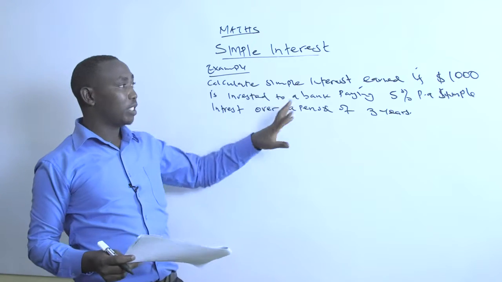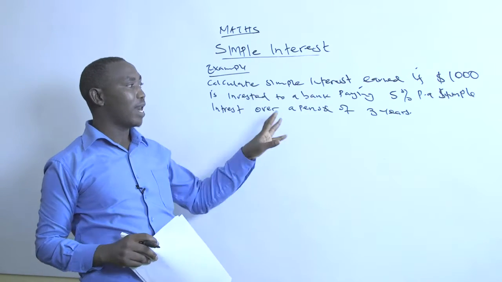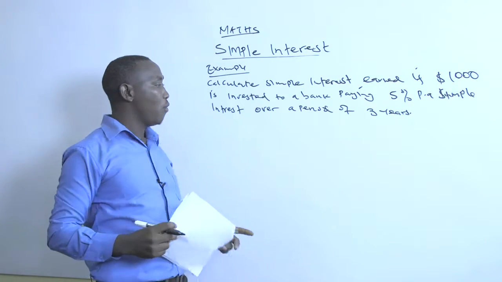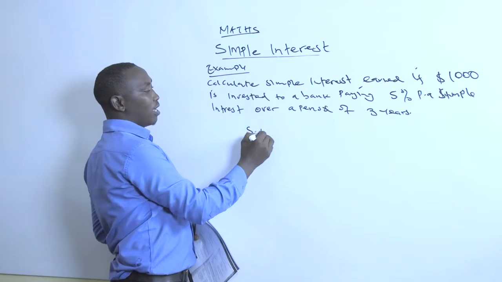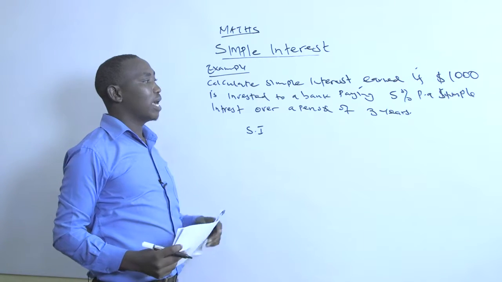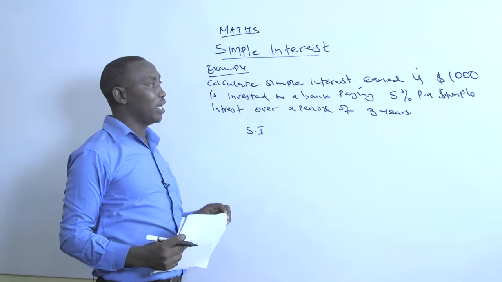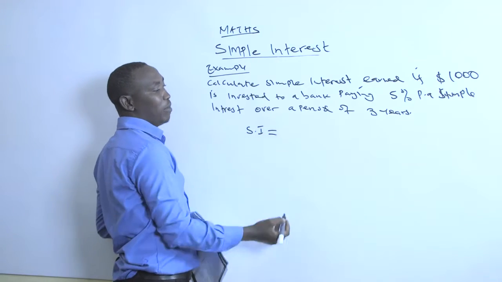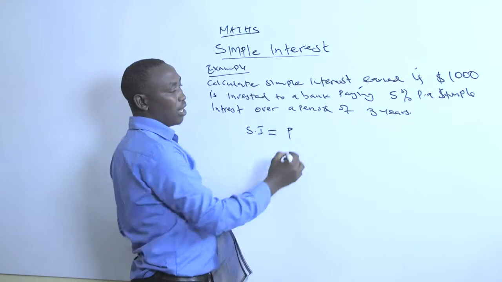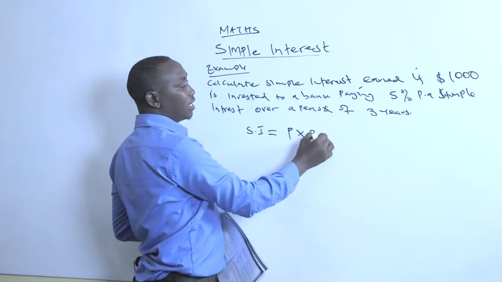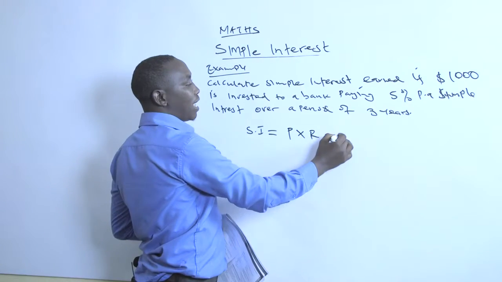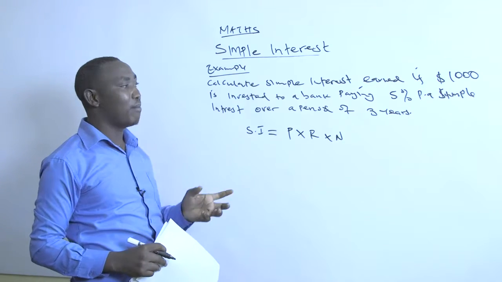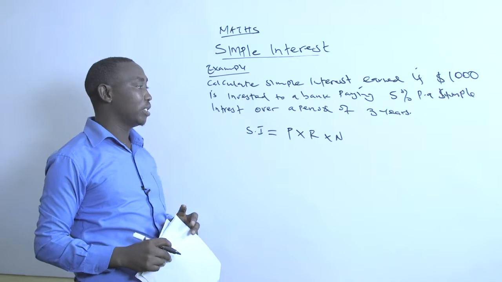So we have been given the principal as 1,000, the rate as 5%, and time as 3 years. We can calculate the simple interest that will accrue to this particular individual over the 3 years. So simple interest, we have said, will be given by the principal multiplied by the rate multiplied by n, and n, we have said, is the number of the interest periods.